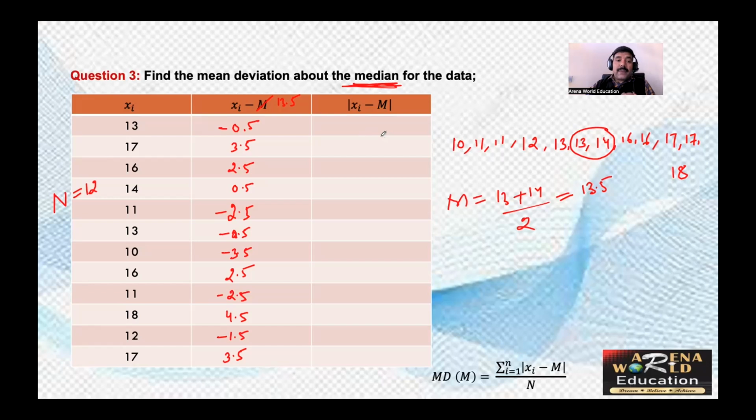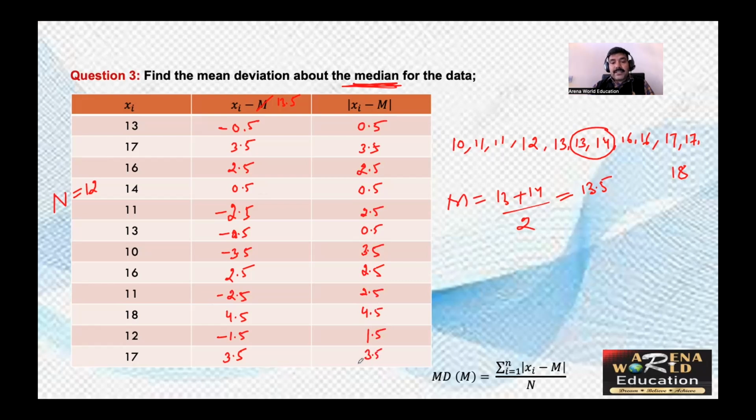Now we will find the absolute value, right? So we will change negative to positive. What will be the first value? 0.5. It is simply 3.5. This will be 2.5. This will be 0.5 and this will be 2.5. This is minus 0.5, which means its absolute value will be 0.5. This will be changed to a positive value. Again, this will be as it is, 2.5. Minus 2.5 will be 2.5 absolute value. 4.5 is as it is. Minus 1.5 means it is positive 1.5, and 3.5 is as it is.